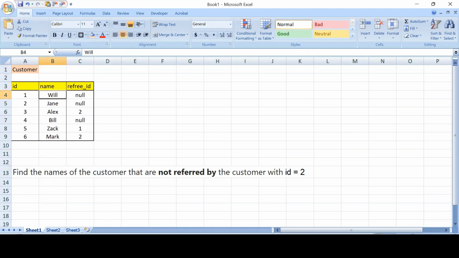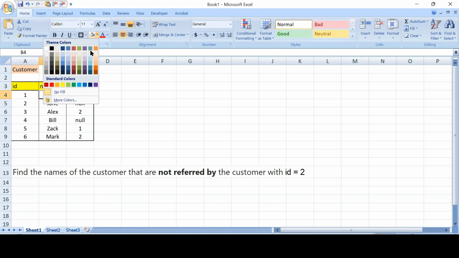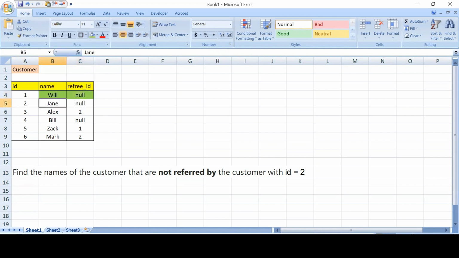So Will was referred by no one. So Will can go in the output because we need to find out the name of all those customers who are not referred by ID number 2. So Will here was not referred by ID number 2, correct? So we can go ahead with Will, right? Let's look at Jane. Jane was referred by no one. So that means Jane was not referred by ID number 2.